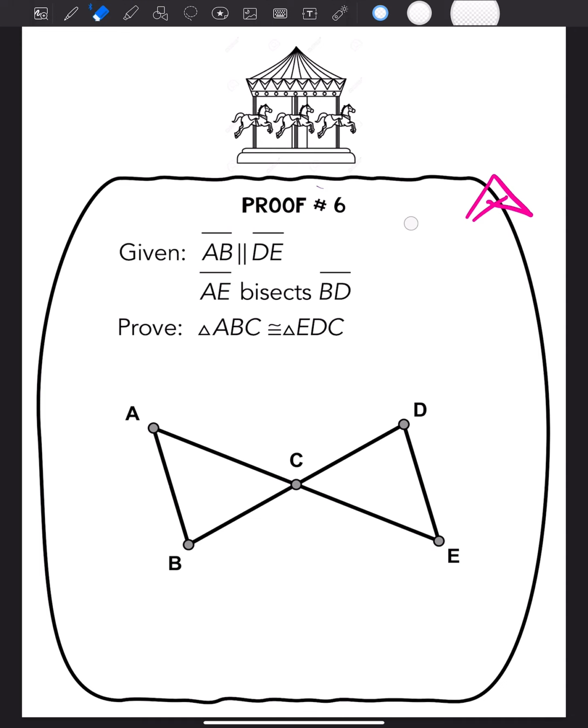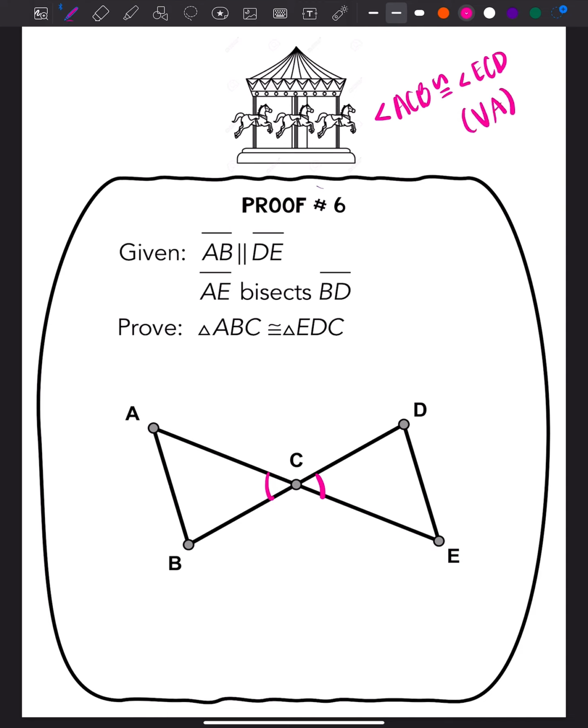So I'm looking at this diagram and I kind of see something cool. I kind of see vertical angles. So I'm just going to go with vertical angles. And on the side, before I even get started, I'm going to write that angle ACB is congruent to angle ECD because vertical angles are congruent. I'm just going to write that off to the side because that may or may not help me, but I want to make sure that if I need an angle, at least I have that angle up there.